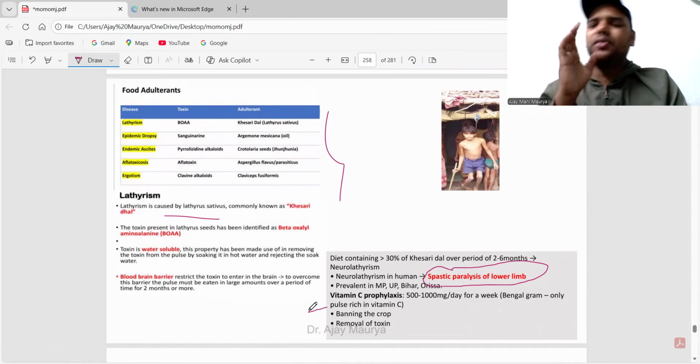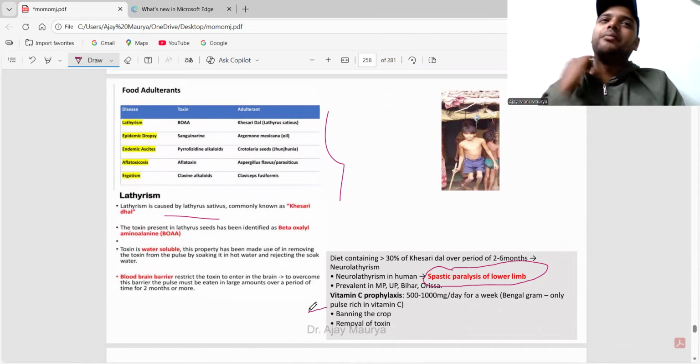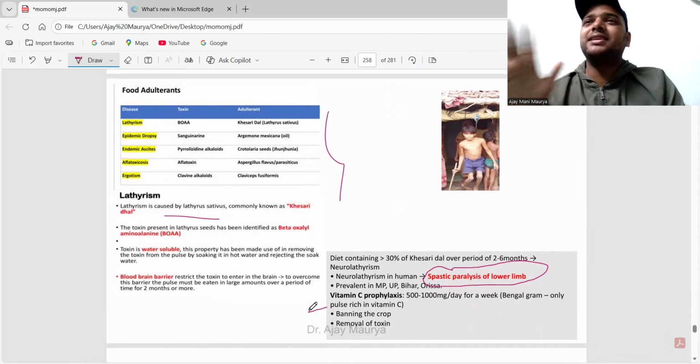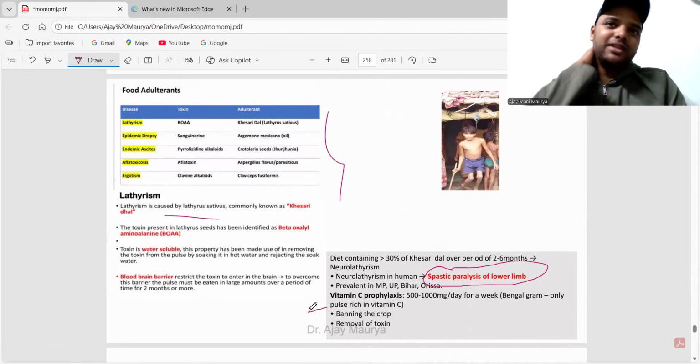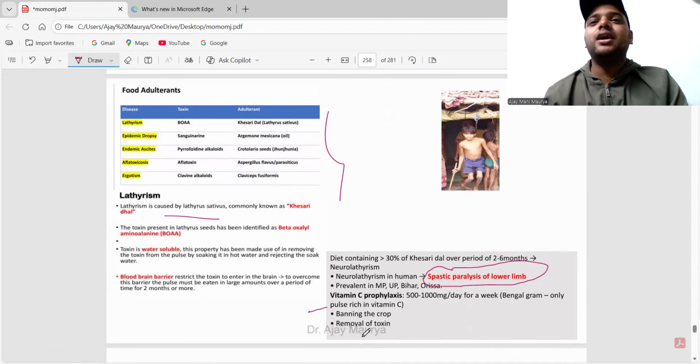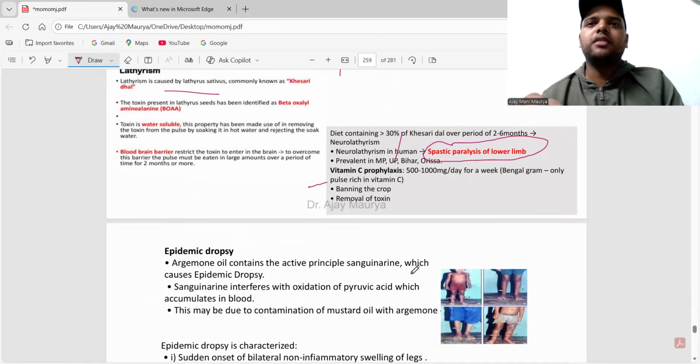Now remember, don't study in depth. Just remember: Lathyrism, Khesari dal, vitamin C is the prophylaxis, and it causes spastic paralysis of the lower limb. If they don't give Lathyrism in the options but mention a UP patient or a Bihar patient, you ought to know they are talking about Lathyrism.